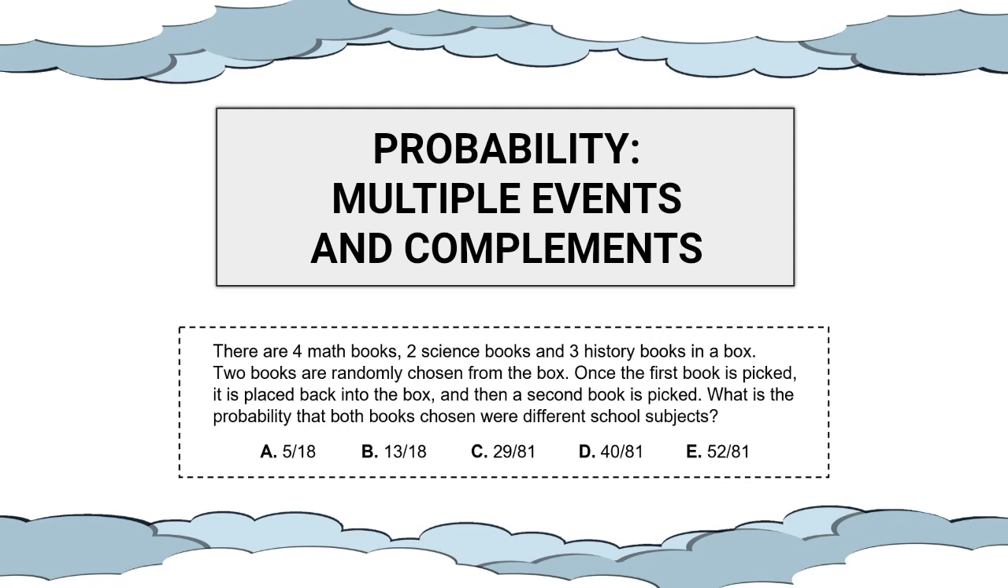In this ACT math video, we're going to cover probability, in particular multiple events and complements. And this is the problem we're going to look at. There are 4 math books, 2 science books, and 3 history books in a box. 2 books are randomly chosen from the box. Once the first book is picked, it is placed back into the box, and then a second book is picked. What is the probability that both books chosen were different school subjects?